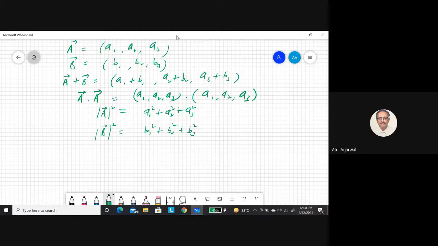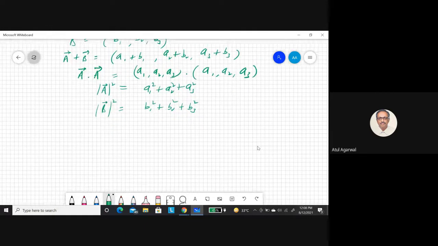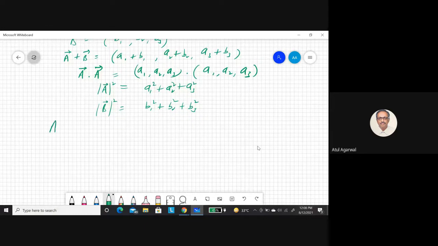So what is the dot product of vector a and b? It is defined as a1 b1 plus a2 b2 plus a3 b3. So this is the dot product of two vectors a and b. Now I'll explain what is the meaning of dot product. Dot product is also called scalar product.